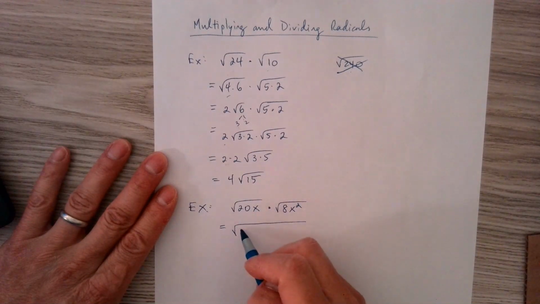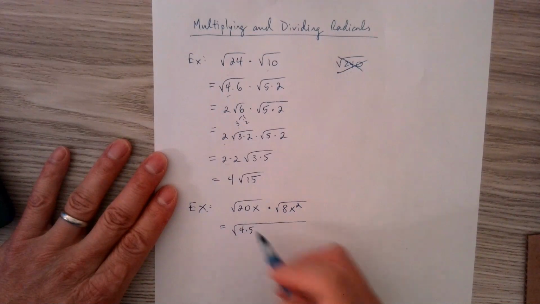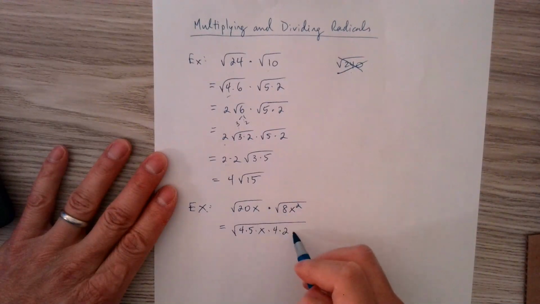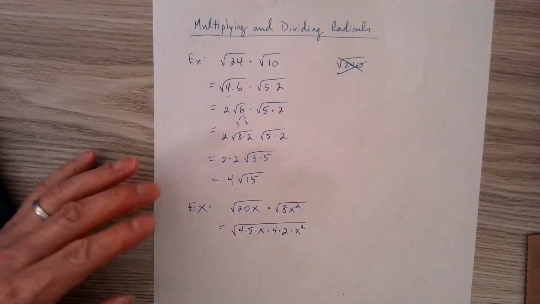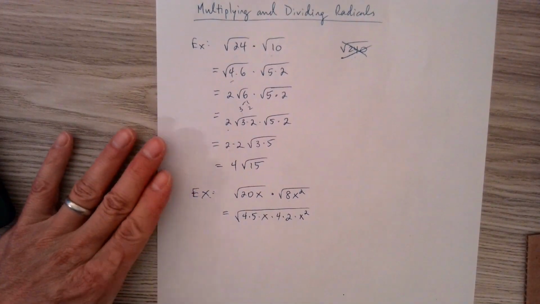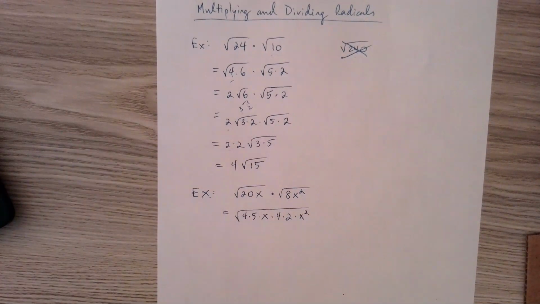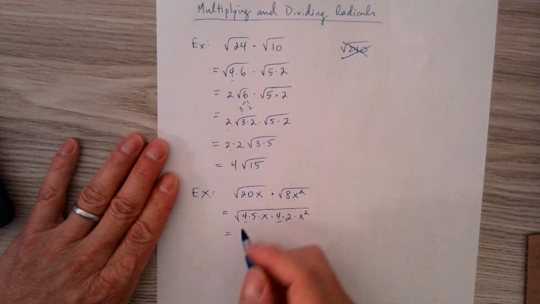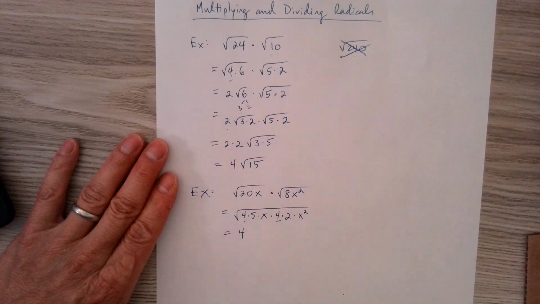So 20, I'm going to change to 4 times 5. I'll leave the x. The 8, I'm going to change to 4 times 2, followed by the x squared. So maybe you like the way this looks more than having separate rads. Alright, so I have 2 4's in here. So that's 4 squared, which is 16. And I know the square root of 16 is 4, so a 4 comes out, and I'm going to put a line through the 4s so I know that I'm done with the 4s.